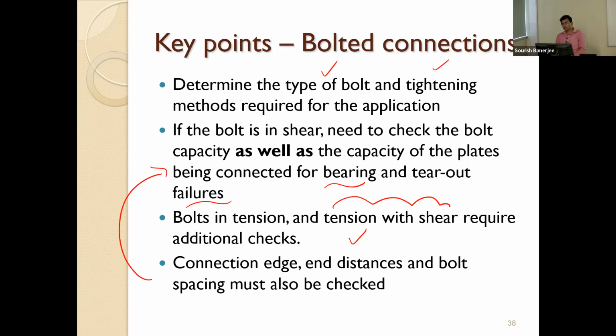Okay, so the important thing to note is that whether the bolt is subjected to shear or tension or combined shear and tension, we are checking for that. So starting from whether the member can actually carry the force, next step, we are designing the bolts for the connections, and then the necessary checks, whether it's shear or tension or tension and shear check, etc. Then the edge and end distances and bolt spacings are also very important because they govern the bearing and tear out failures.